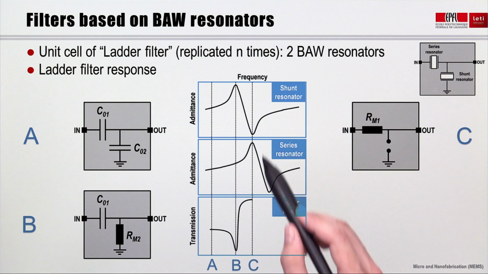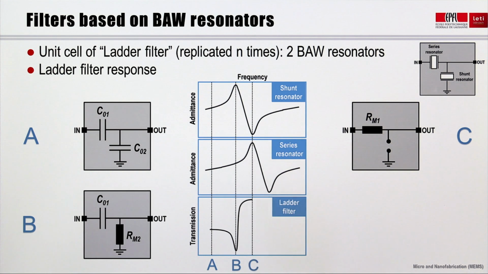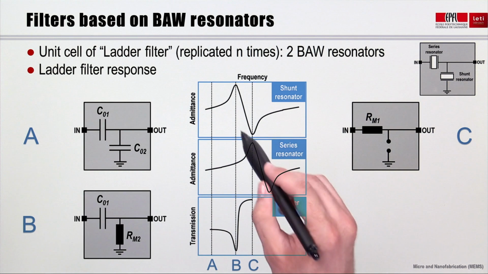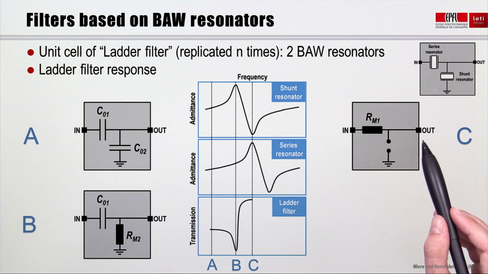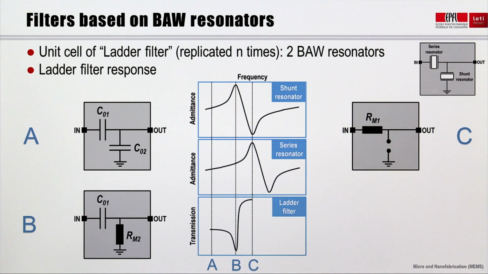In state C, the series resonator is at resonance. In other words, its impedance is minimum and of less than 1 ohm. In the meantime, the shunt one is at its anti-resonance. In other words, it's at its maximum impedance and it behaves as an open circuit. As a consequence, the impedance between input and output nodes is minimum and the signal transmission is maximum.